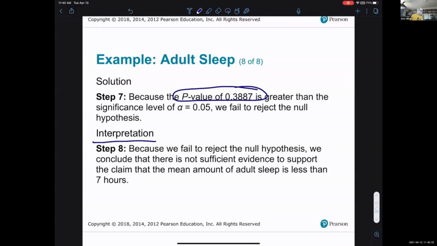So let me try to do one for you here. P-value of 0.3887 for this example. What does that mean? So again, we had null hypothesis, mu is 7.